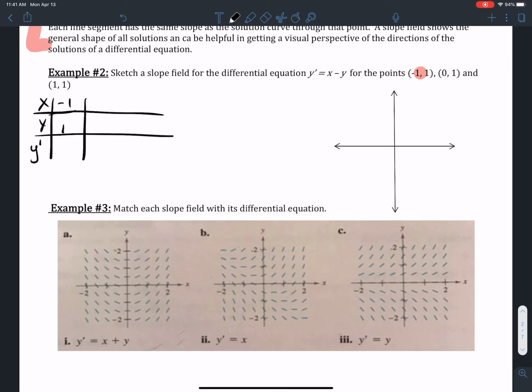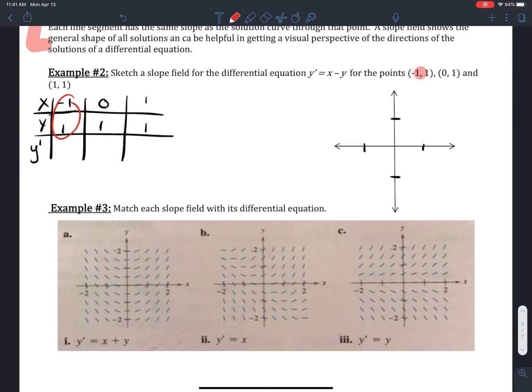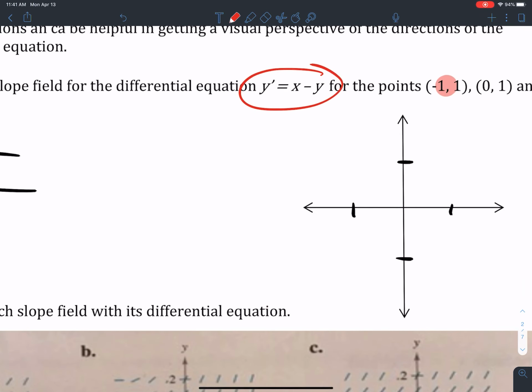Negative 1, 1. The next point has an x value of 0 and the y value of 1. And the last point is 1, 1. I'm going to go ahead and just scale this pretty simply just so we can start to get a feel for that. So the idea here is at this point, I need to use this equation to get the slope, right? And I should interpret this equation not just as y prime, but I can also interpret it as the slope at this point being the same as subtracting the coordinates.